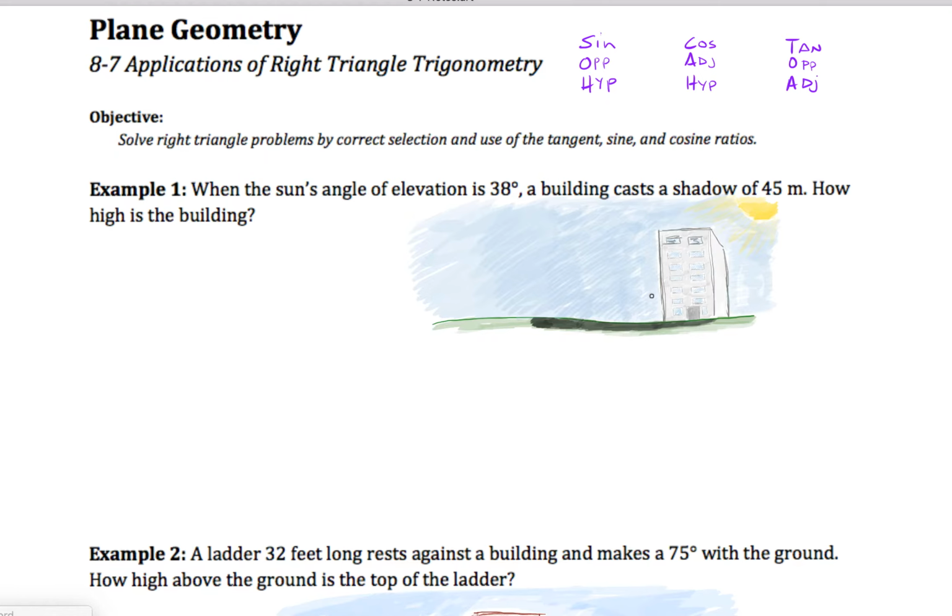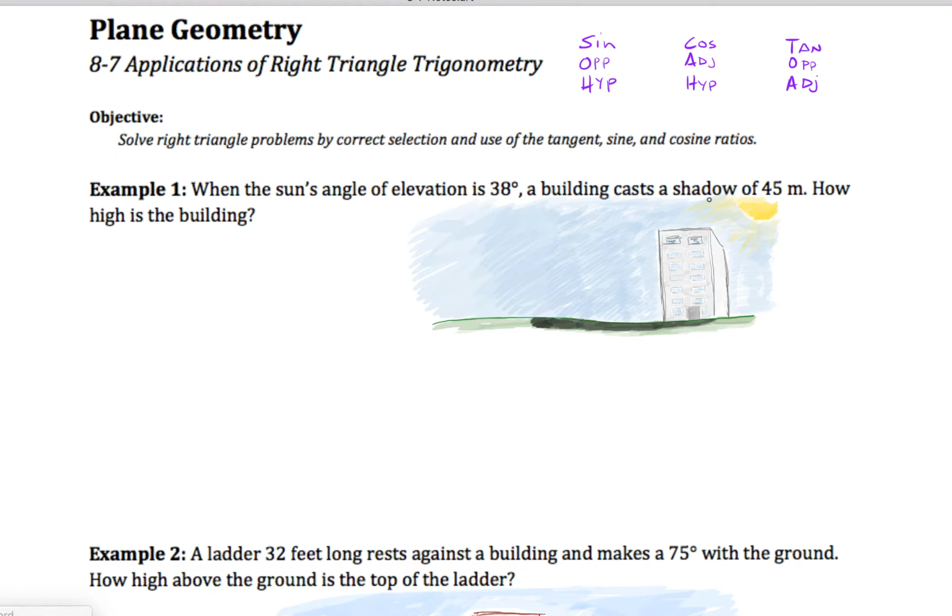Now I was just having a little bit of fun with my drawing program, and so I made my sketch in color and kind of tried to make it a little bit three-dimensional. Yours obviously does not have to be elaborate. It just has to be something that you can look at to visualize the information that the problem is giving you. So what this is telling me is that the sun's angle of elevation is 38 degrees. I'll come back to that in a second.